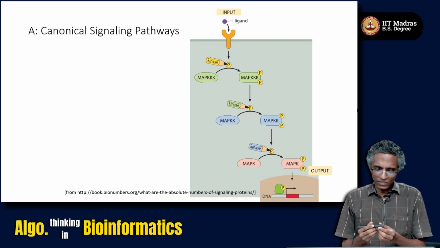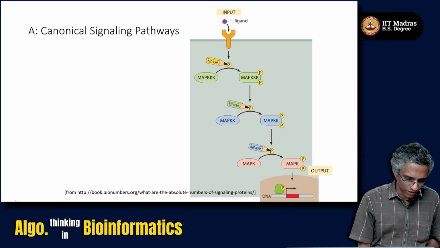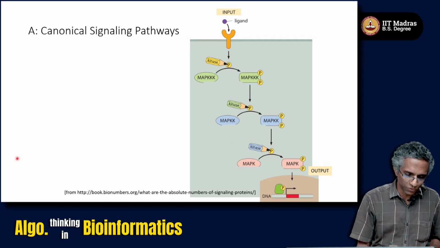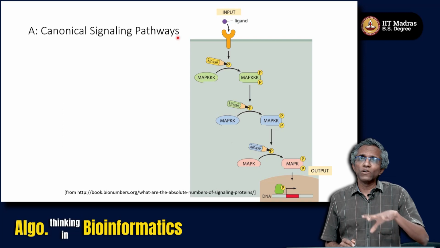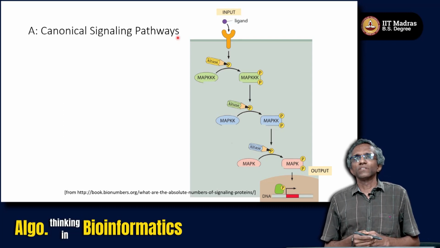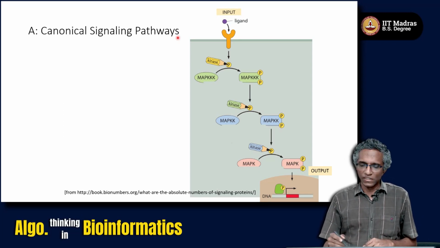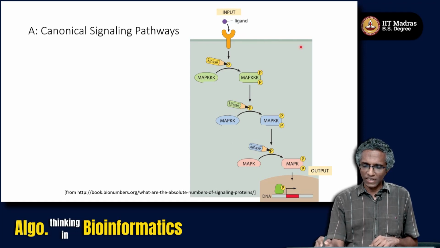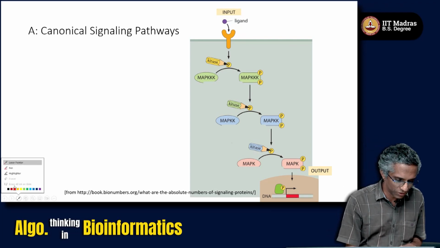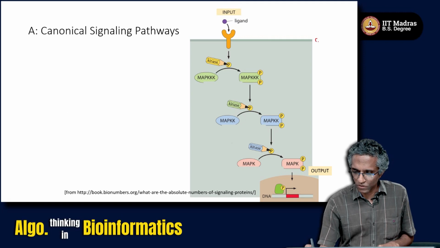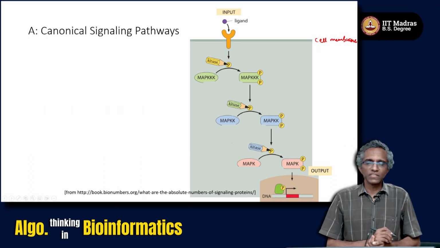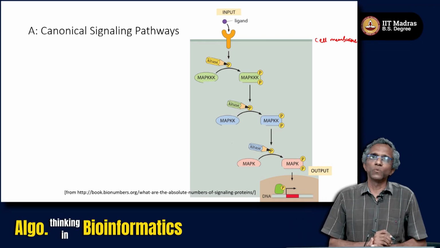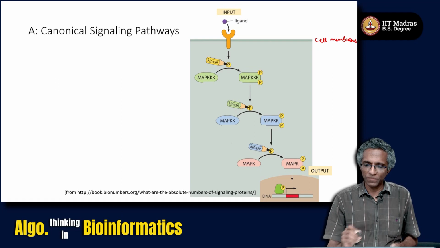Okay. So, this is a cartoon view of what we call a canonical signaling pathway. This is a very common structure that you see in many living cells. We have the cell membrane here, right. So, I am going to label certain things. This is the cell membrane. This is just one example, or one representative signaling pathway, right.